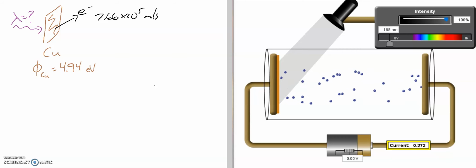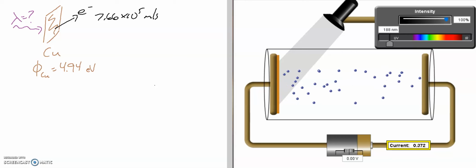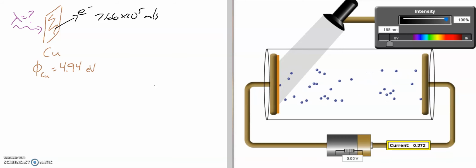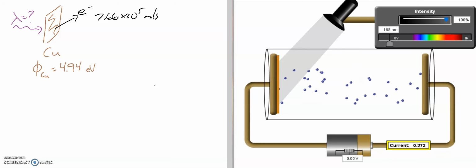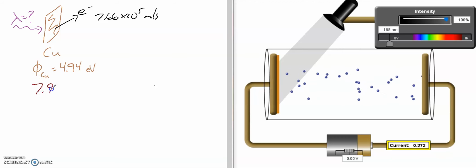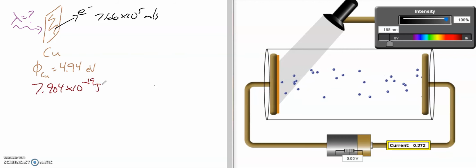Let's see how close we can get. So again, this is all about energies. So I'm going to try and find my energies as best I can. Now, first things first, I've got that 4.94 electron volts. I would definitely want to convert that into joules to make things a lot easier. So if I do that, that's like 7.904 times 10 to the negative 19 joules of energy. So there's my work function right there. So I had to convert that.